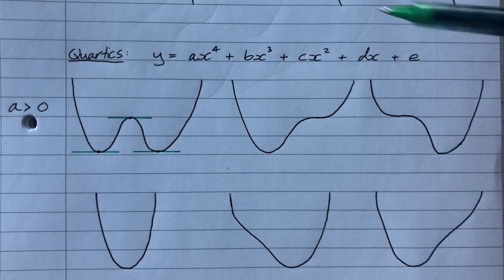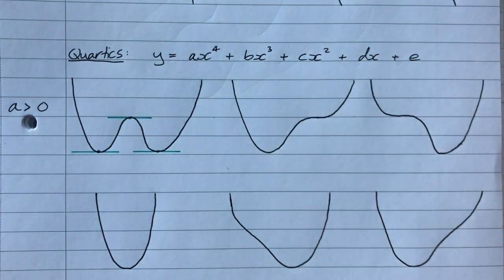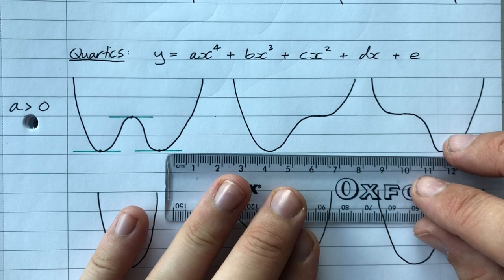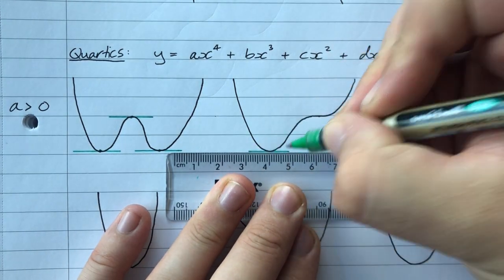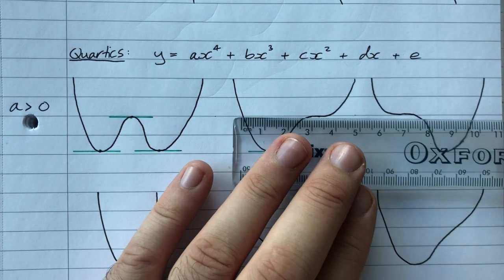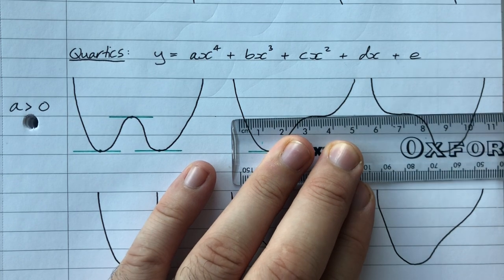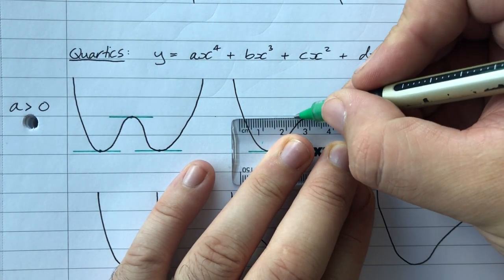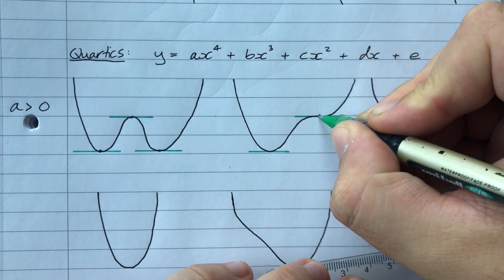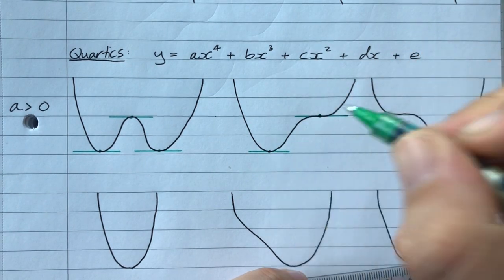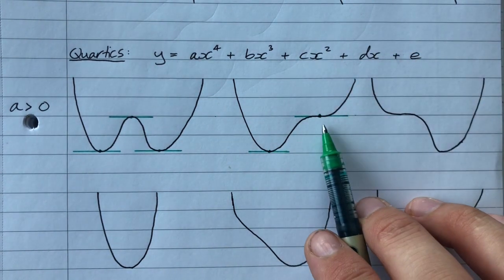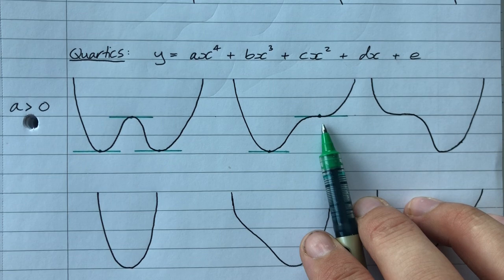Okay, so that's our, there's 3 turning points there. This one here has got 1 turning point, which is a little local minimum. And then we also have a stationary point of inflection kicking around over here. Okay, the gradient is 0 at this point, but it's not a min or a max. So it's a stationary point, but it's not a turning point.